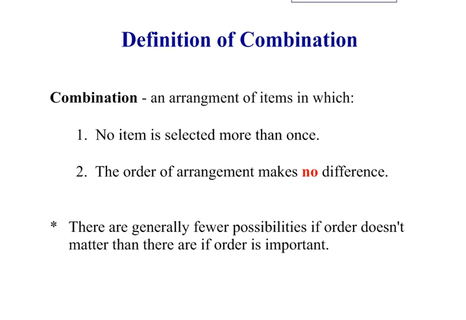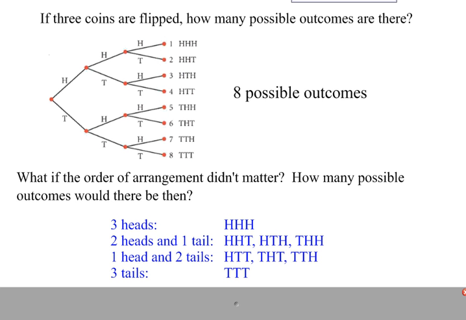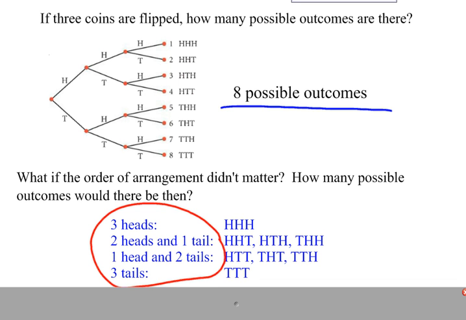Now, the note at the bottom is an important one. There are generally fewer possibilities if order doesn't matter than there are if order is important. And we saw this in our previous example. If the order of arrangement matters, there are 8 possible outcomes when you flip 3 coins. If the order of arrangement does not matter, those 8 possible outcomes shrink into 4 possible outcomes.